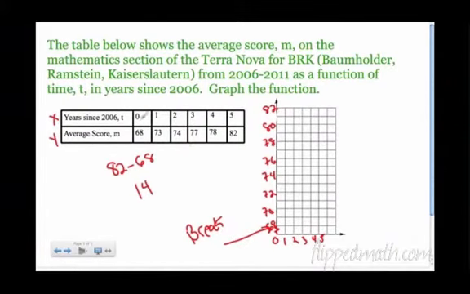All right, so now I can plot it. (0, 68). (0, 68) is right here. It's hard to see because of my drawing. (1, 73). 1 is here, 73 is right there. (2, 74).